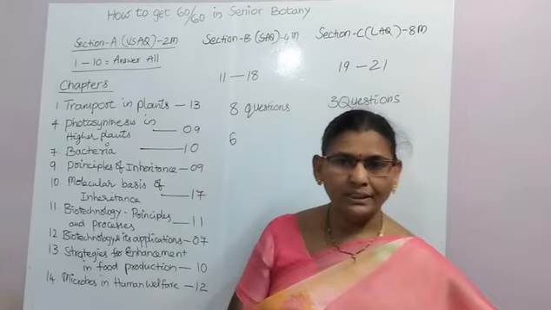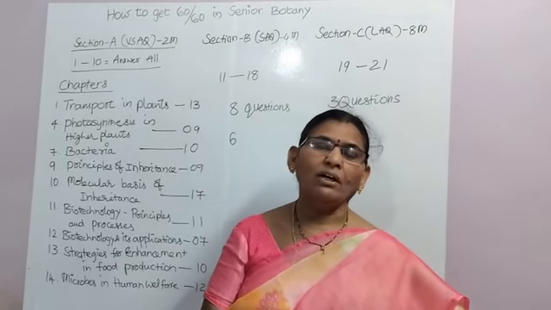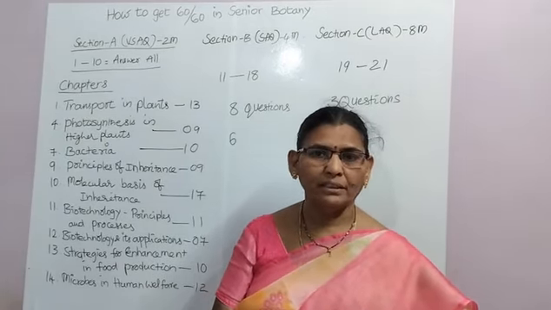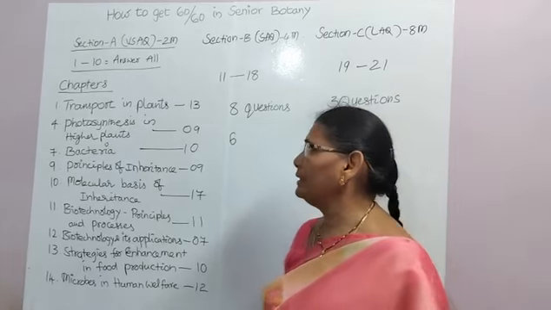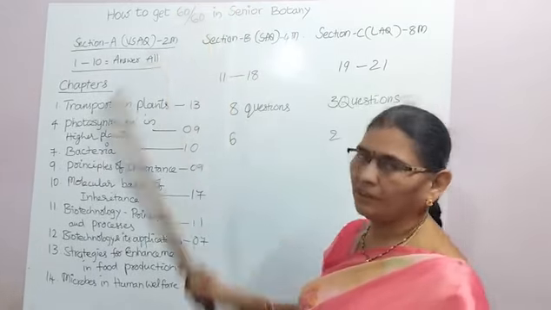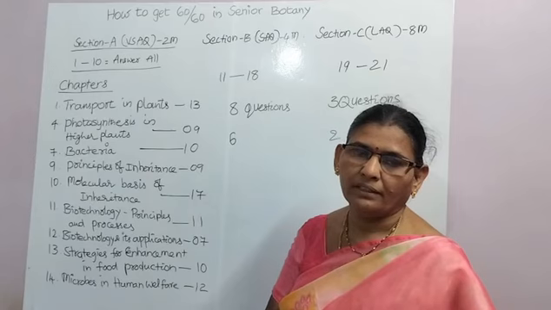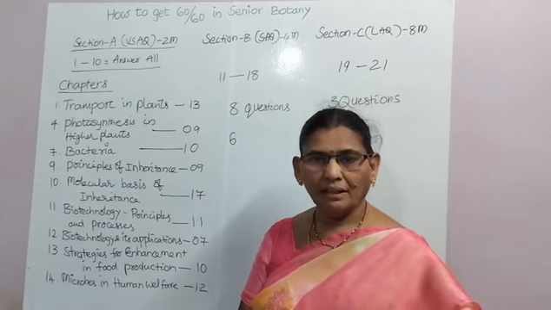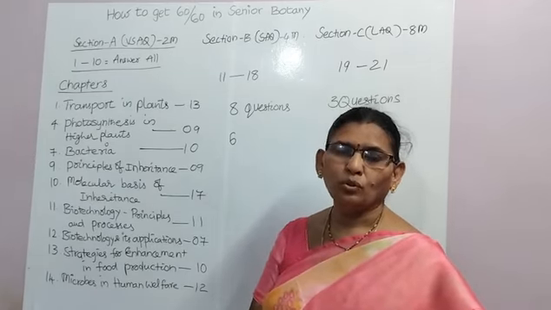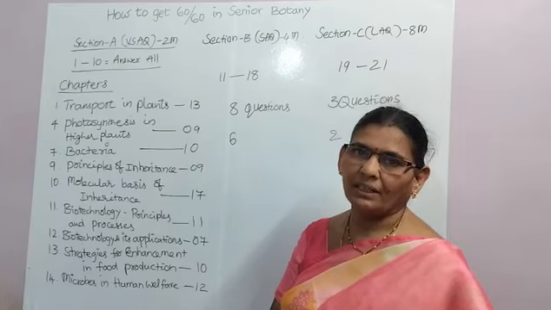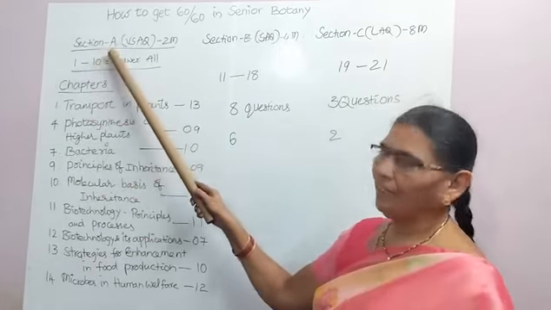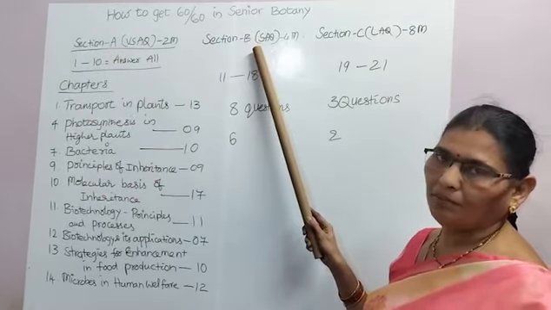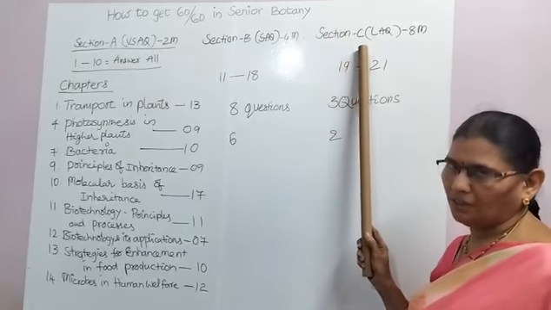Good morning, students. In this video, I will explain how to get cent marks. Cent marks means 60 out of 60 in senior botany. In the question paper, there are three types of questions. Three sections are there: first is section A, second is section B, and third is section C.